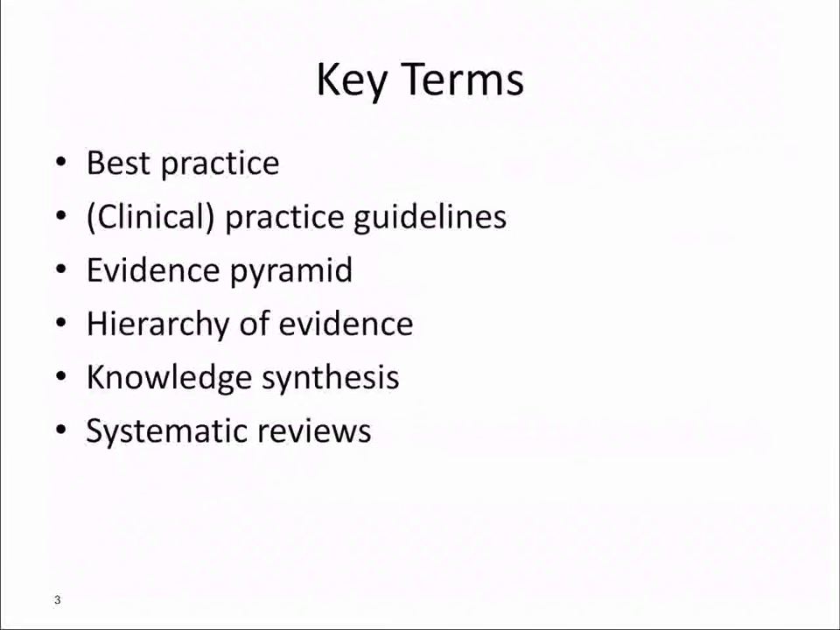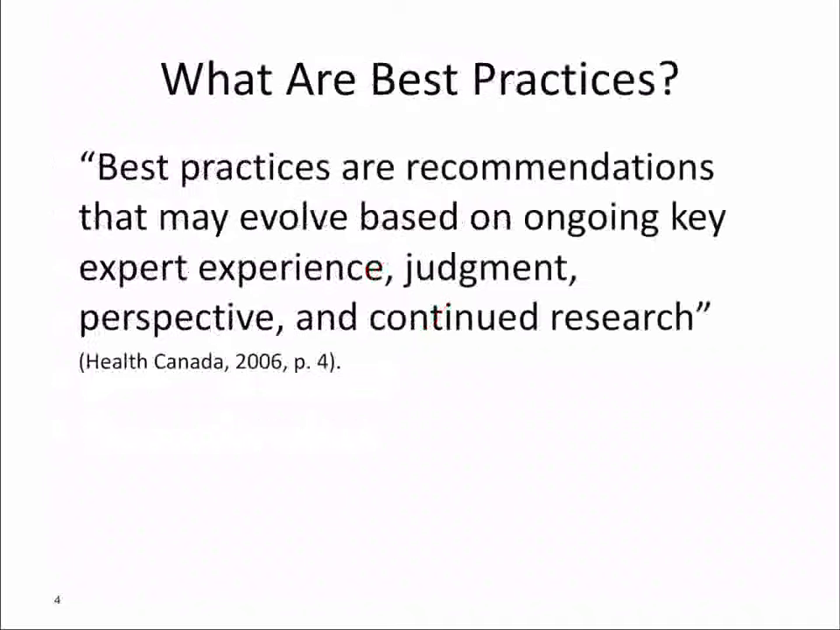As with the other chapters, there are a bunch of key terms you'll learn: best practice, clinical practice guidelines, the evidence pyramid, which you've seen before, which presents the hierarchy of evidence, the concept of knowledge synthesis, and the difference between terms such as systematic reviews, meta-analysis, and so on. The sentence that describes best practices is: best practices are recommendations that may evolve based on ongoing key expert experience, judgment, perspective, and continued research.